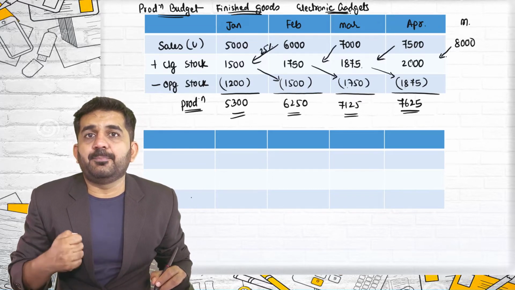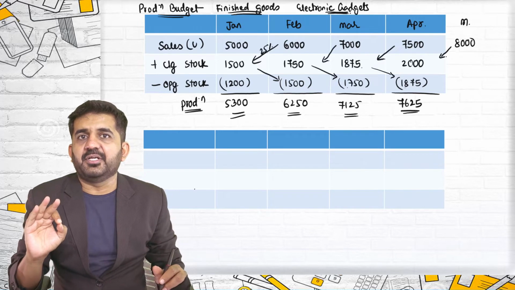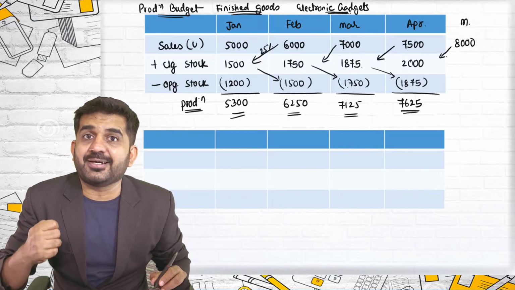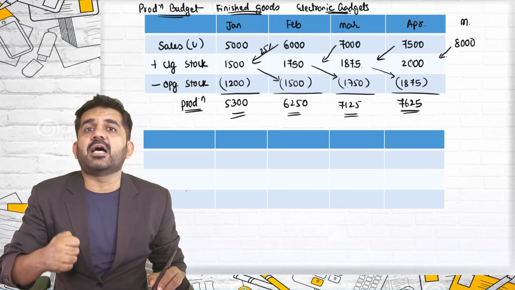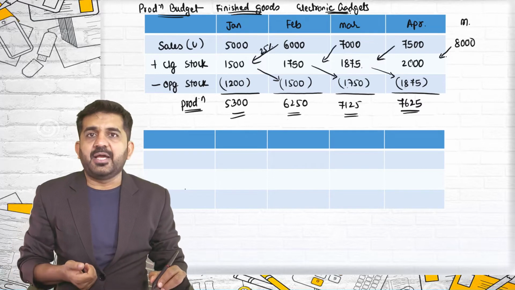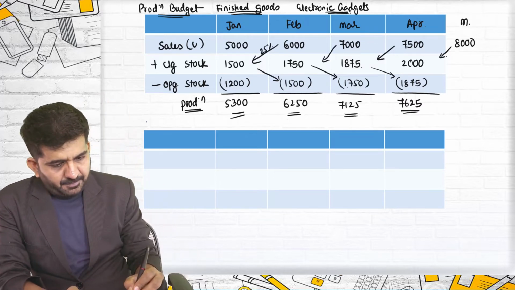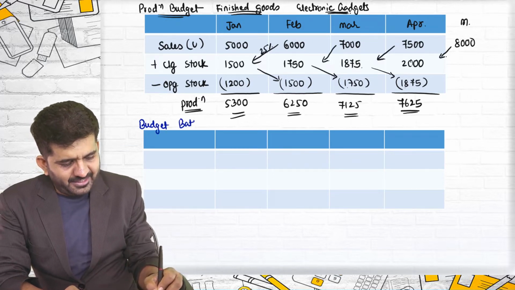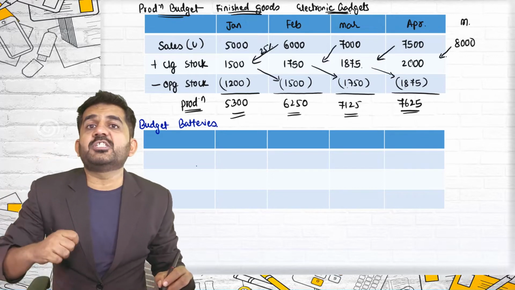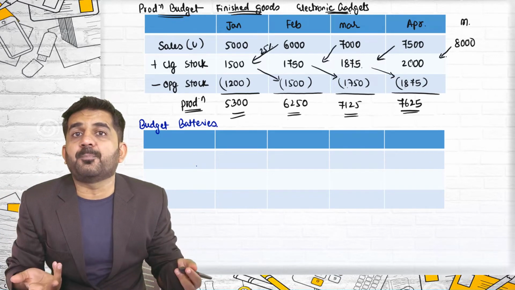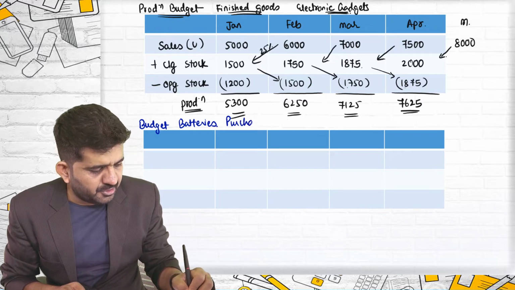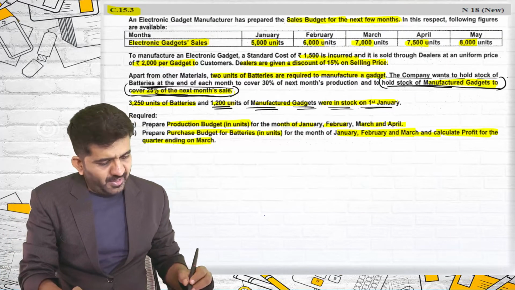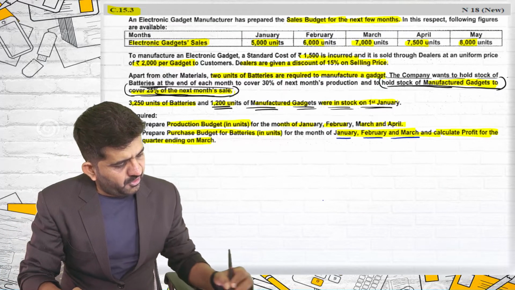This is nothing but the production budget. Please tell me whether I am manufacturing batteries or I am manufacturing electronic gadgets. I am manufacturing electronic gadgets, and batteries are my raw material. Next, I will be preparing the budget for batteries. Now I cannot say production of batteries because I am not producing batteries. So it is a purchase budget. It is regarded as purchase budget. And I don't know why, but they have told me to prepare only for January, February and March.